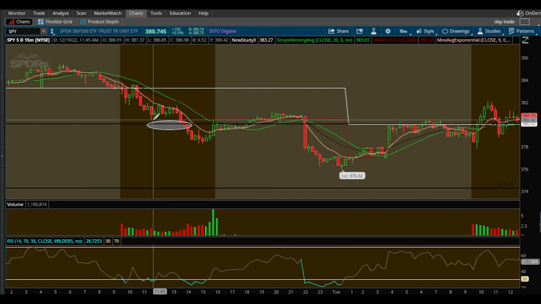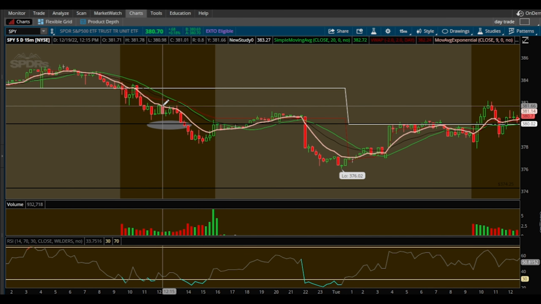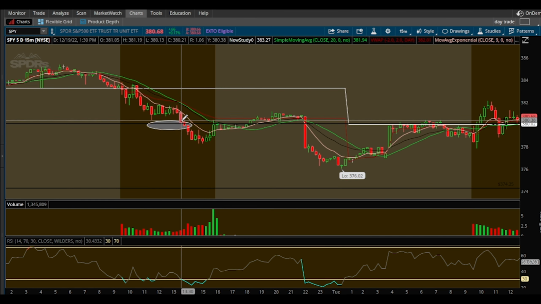Bounces are not exact numbers, so they're bounce areas. A lot of times I'll enter 30, 40 cents early. That's okay. If you want to be more patient and wait on the exact level, you can, but just accept that you may miss out on the trade and do not chase. Now we come back, pushed up. That would have been a nice scalp. Then we come back down and hit this area.